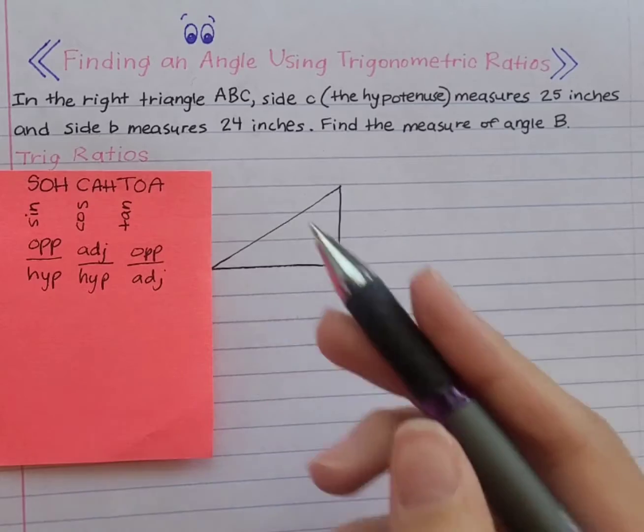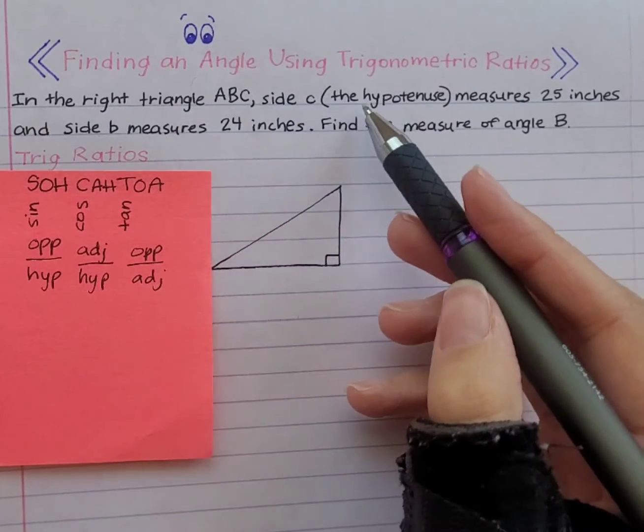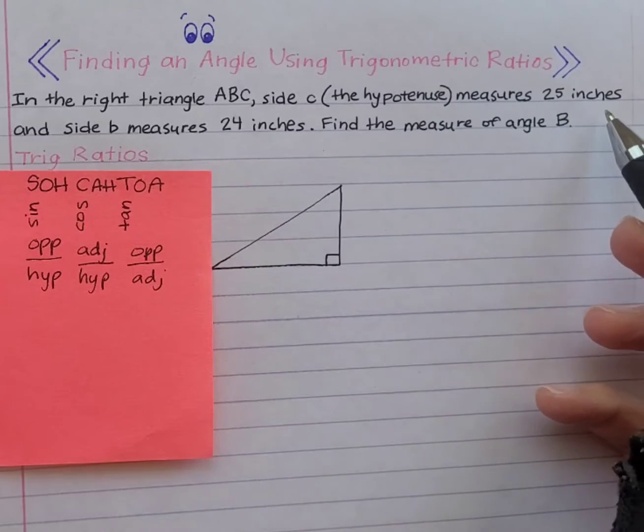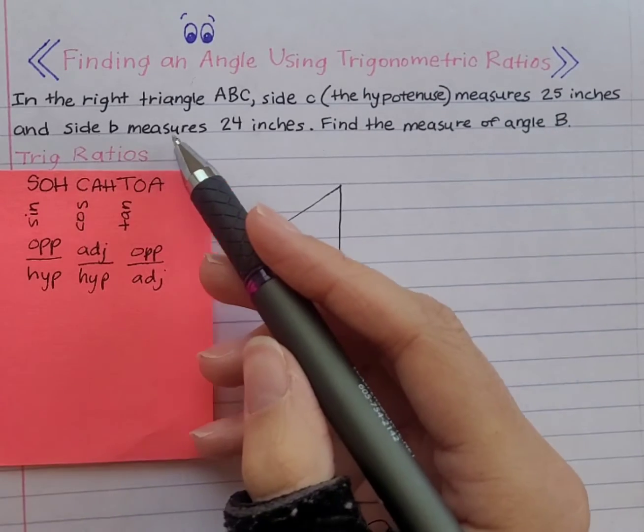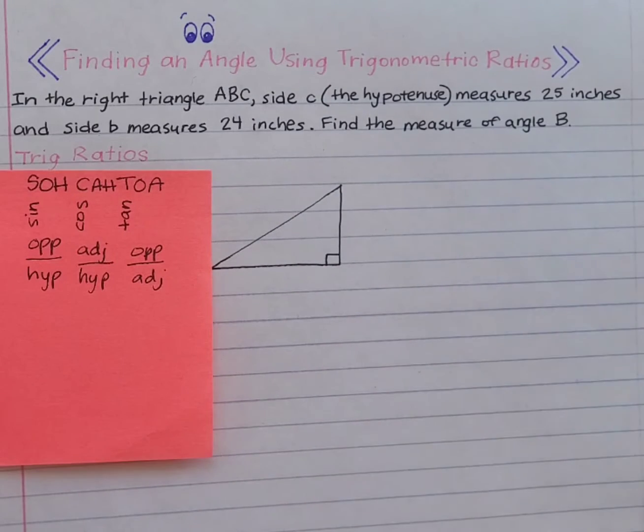Let's get started. In the right triangle ABC, side C, the hypotenuse, measures 25 inches and side B measures 24 inches. Find the measure of angle B.